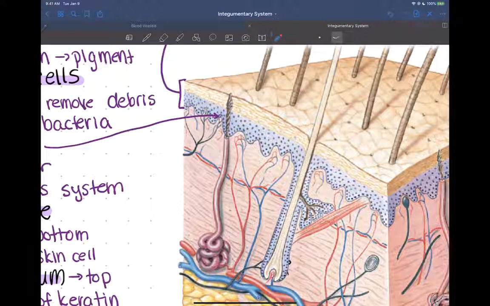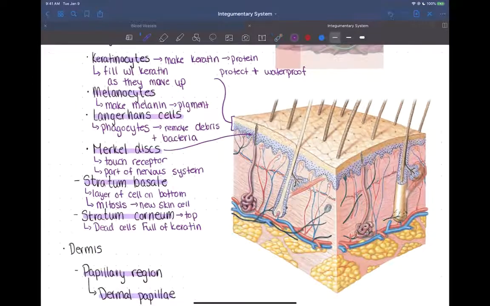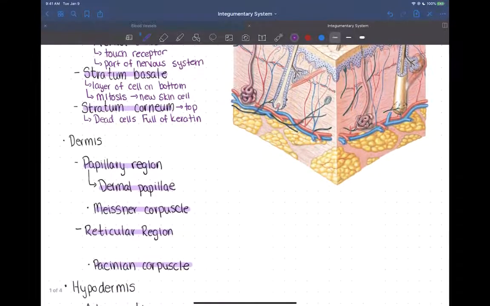Typically, if you're looking at an actual microscope slide, you can see a lot of these cells sloughing off and detaching. That's also characteristic of the stratum corneum, because those dead cells are shed very easily. Okay, so that's our epidermis.